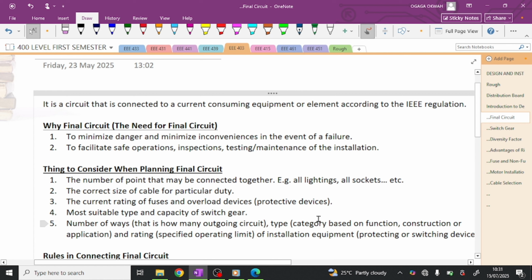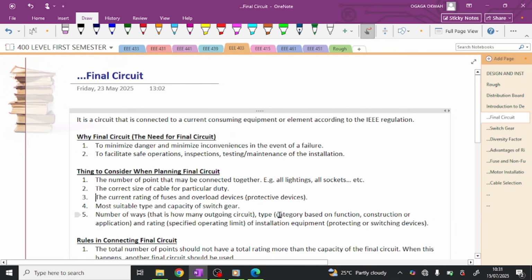The type, that means category based on function, construction, or application. Type of what? Switchgear, installation equipment, which has to do with switchgear. So you consider the type of switchgear and then the rating of the switchgear. This is almost like number 4, but the main difference from number 5 to number 4 is the number of ways. Then you consider the type of installation equipment and the rating of the installation equipment, which is switchgear or protecting devices.